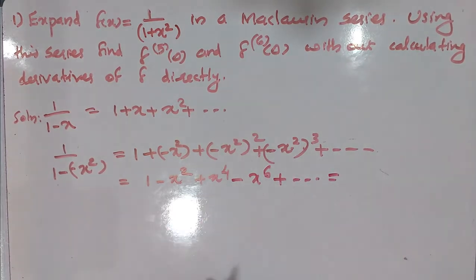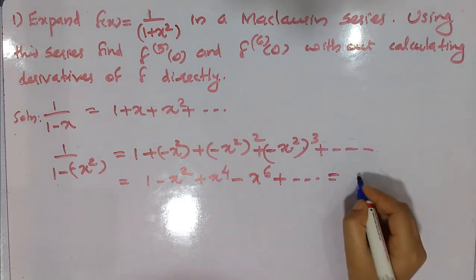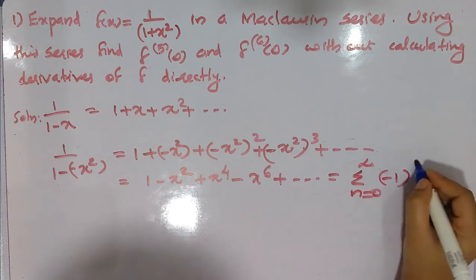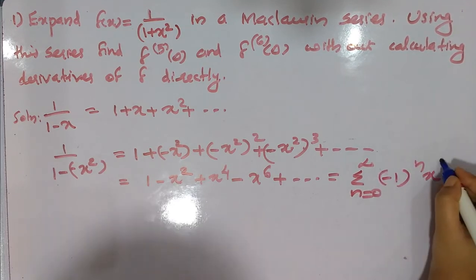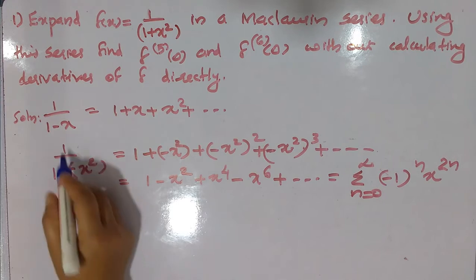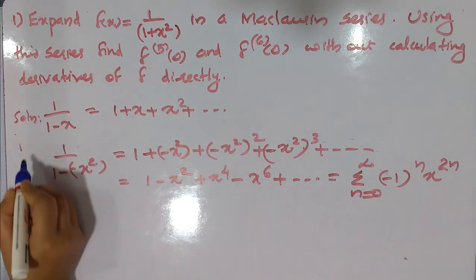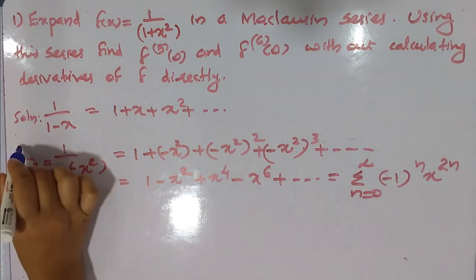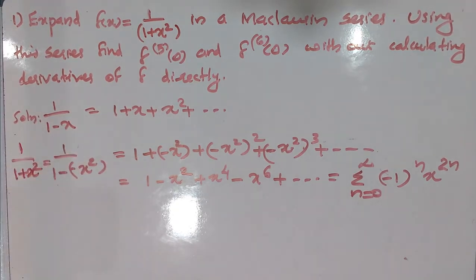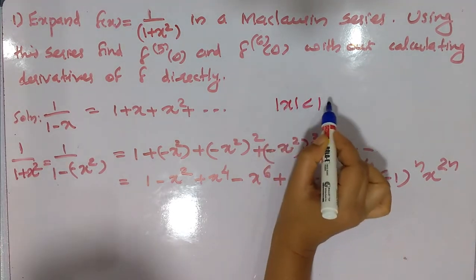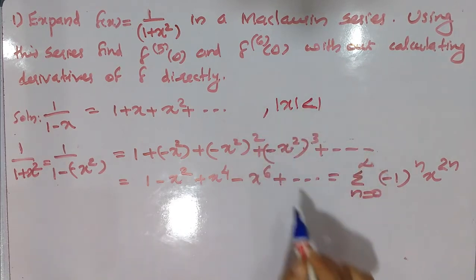Alternatively, we can write it as sigma n equal to 0 to infinity, minus 1 power n into x raised to 2n. In this case, we have the Maclaurin series representation of 1 by 1 plus x square, which converges for mod x less than 1. Mod x less than 1 is convergent.